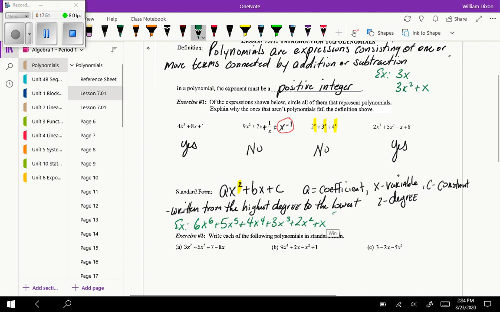Another example that you have to be careful of is if I have 2x squared y to the 4th plus 5x y to the 5th plus 6x to the 5th.